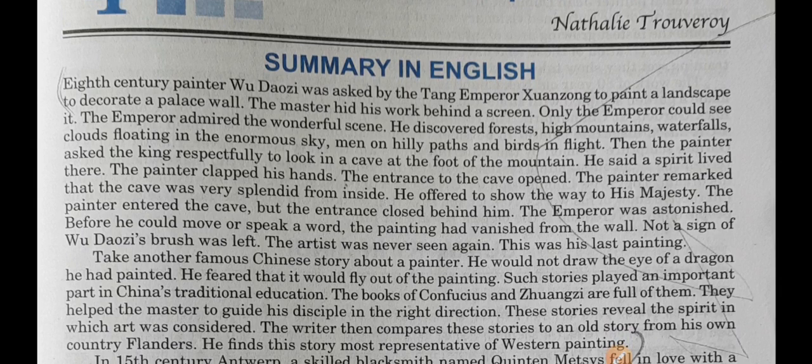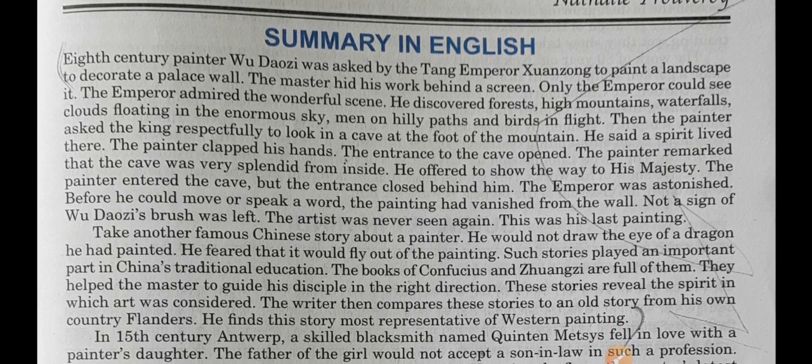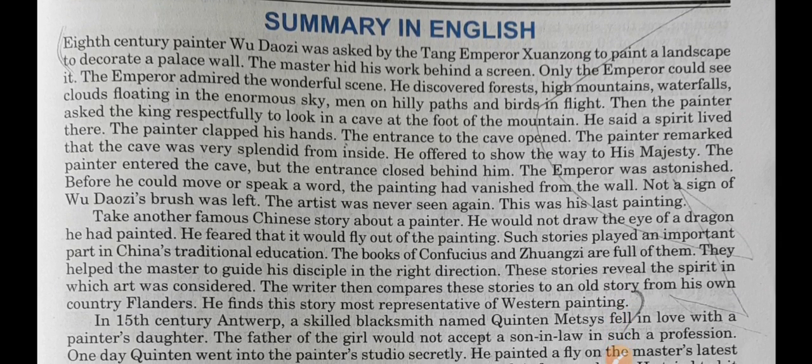Now comes the complicated part. As the king was enjoying the painting, the painter respectfully asked the king to look in a cave at the foot of the mountain. It means there was a cave in the painting near the foot of the mountain, and the painter asked the king to look in the cave. And he said a spirit lived there. The painter clapped his hands.